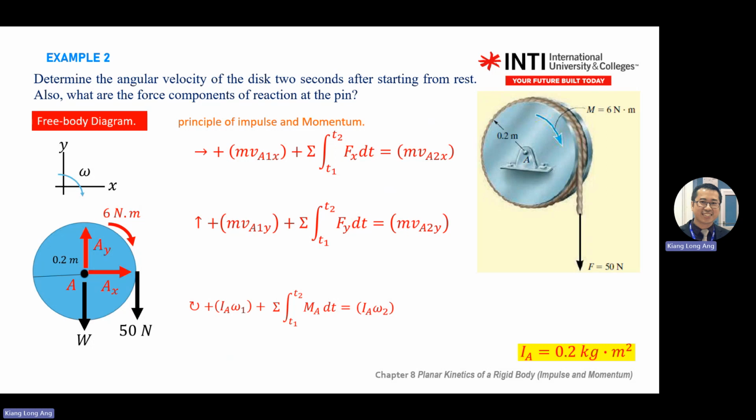And another one is the inertia effect, because this is a rigid body. So you have I omega 1 plus the moment impulse, or angular impulse, equals I omega 2. Okay. So once you write the red color equation, it won't go wrong. You just substitute the values, right?